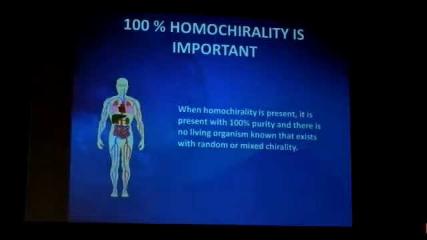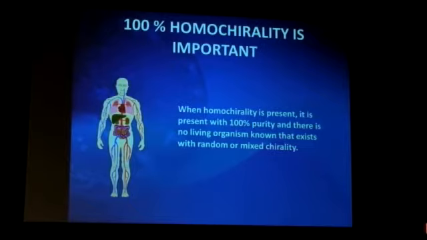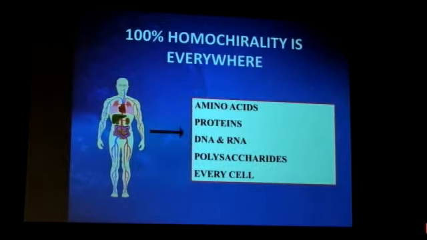And so homochirality is a problem that exists everywhere. We know it is present with 100% purity, and there is no known living organism that exists with random or mixed chirality. We know that homochirality is everywhere. We find it in amino acids, proteins, DNA, RNA, and the polysaccharides. In fact, every single cell of your body contains chirality in some form or another.